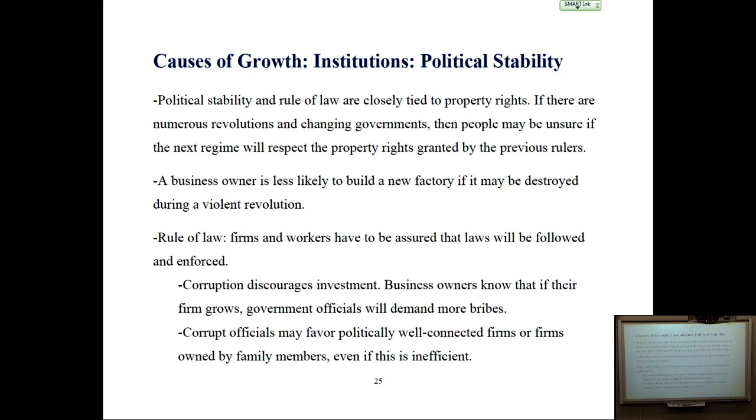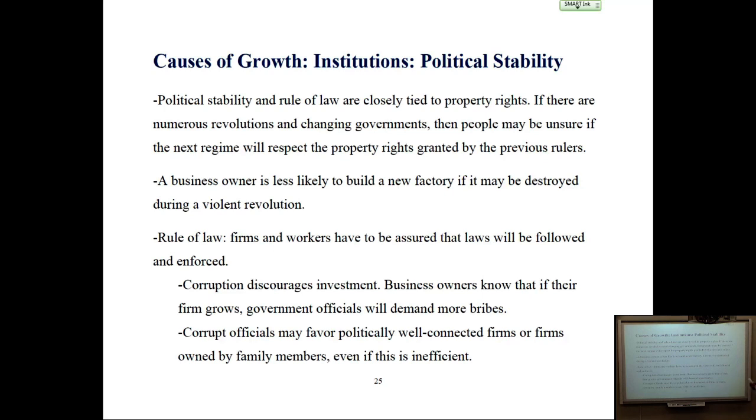We also have to have an expectation that the government in the future will continue to respect those property rights. So if the current regime is establishing property rights, if there's a lot of political instability, if there are revolutions and civil wars, we might be uncertain that the next regime will respect our property rights. So if I go and work and plant my crops today, I have to be certain that when harvest time comes, I still have property rights to that land and to the fruits of my labor.